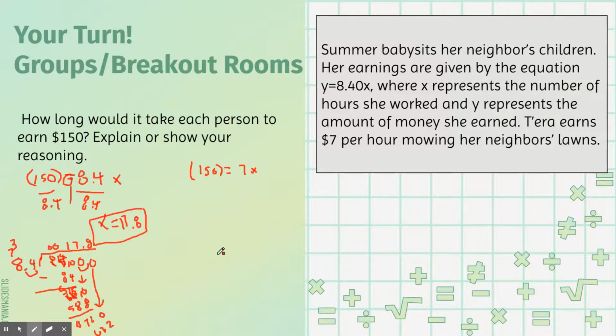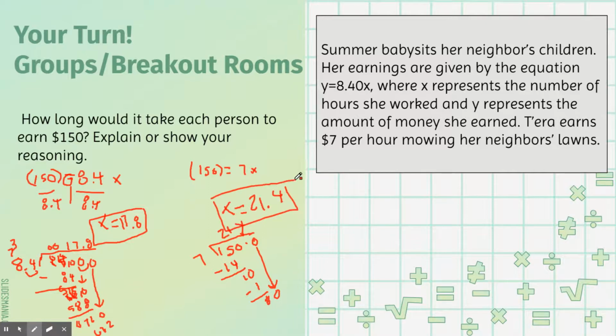Let's find out how much Tiara has to work. So I'm going to do 150 divided by 7. 7 goes into 15 2 times. So that's 14, minus 1 is 10. 7 goes into 10 one time. Put my decimal up, minus 7 gives me 3. Bring my 0 down. 7 goes into 30 about 4 times. So for Tiara, she's going to have to work about 21.4 hours to make 150.